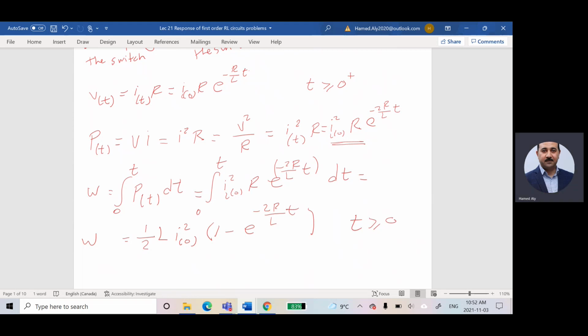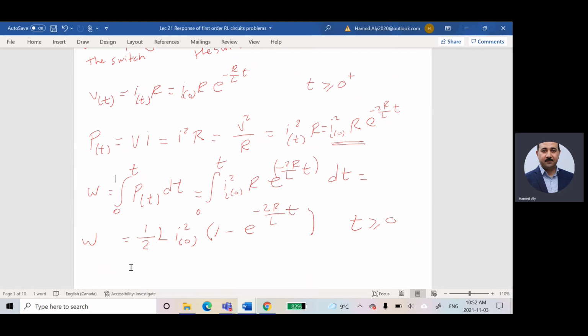Now, my question is, if you look at the energy equation, which is equal to half L I squared multiplied by 1 minus e to the power negative 2R over L t, right? At t equal to infinity, this exponential term will be equal to what? This term will be equal to 0. If this term is equal to 0, the energy at infinity is equal to what? Half L I_0 squared. Is this logical?